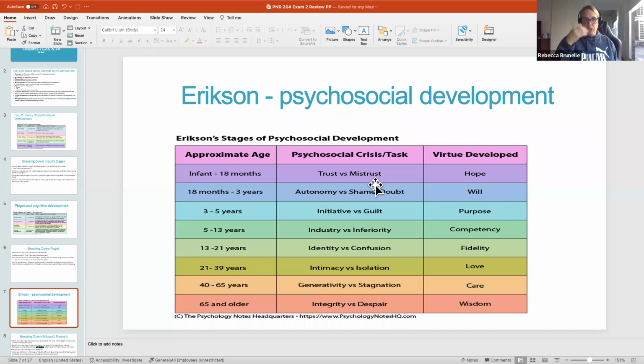Toddler: autonomy versus shame and doubt. This is the stage where kids really want to be autonomous. They're very egocentric. They focus a lot on themselves. They want to be able to do things for themselves.